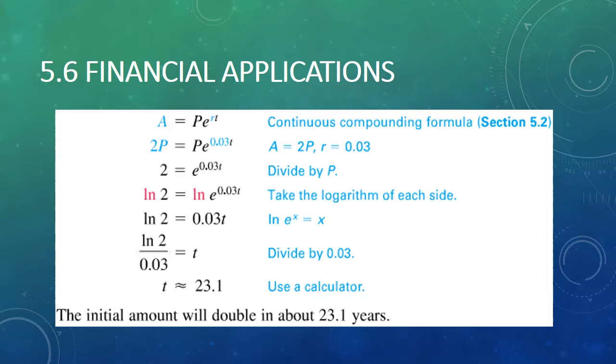Our favorite formula here, Pert, our continuously compounding interest formula. The amount we're going to end up with is 2 times what we started with, so 2P equals Pe to the 0.03t. The P's divide out, then we're going to take the natural log of both sides and divide by 0.03, and we get 23.1 years.